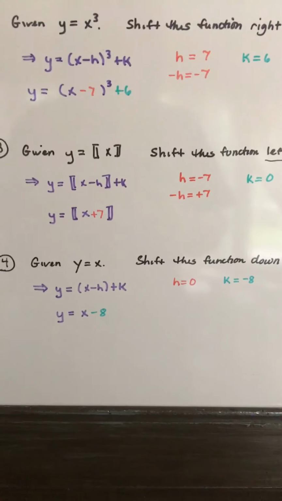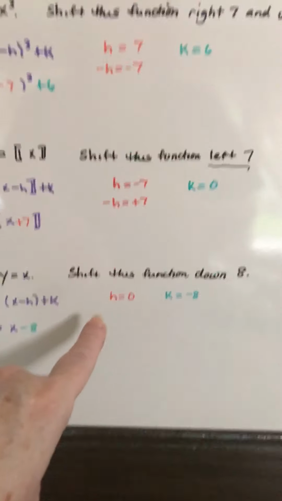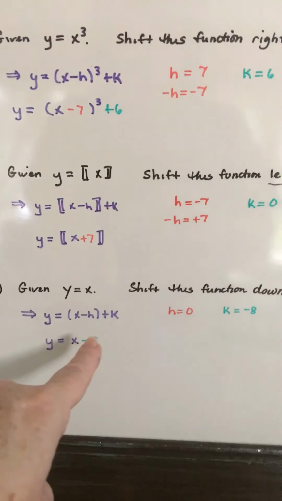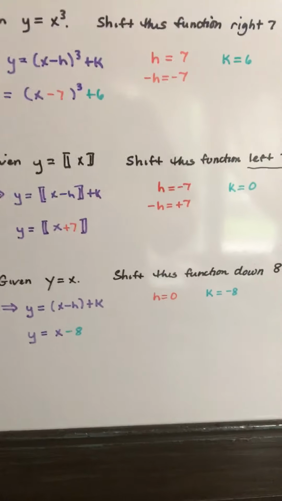What about the oblique line? I want to shift down 8. So I don't want to change the x coordinate, but I want to go down 8. So all I have is my h is 0. Yes, I can write that in there, but why would you?